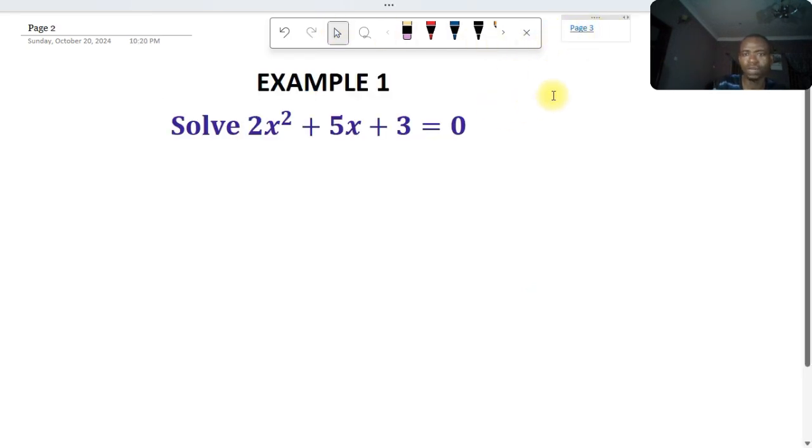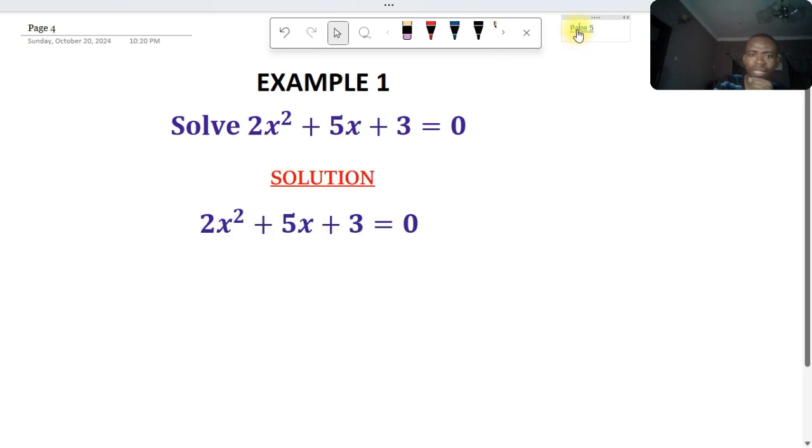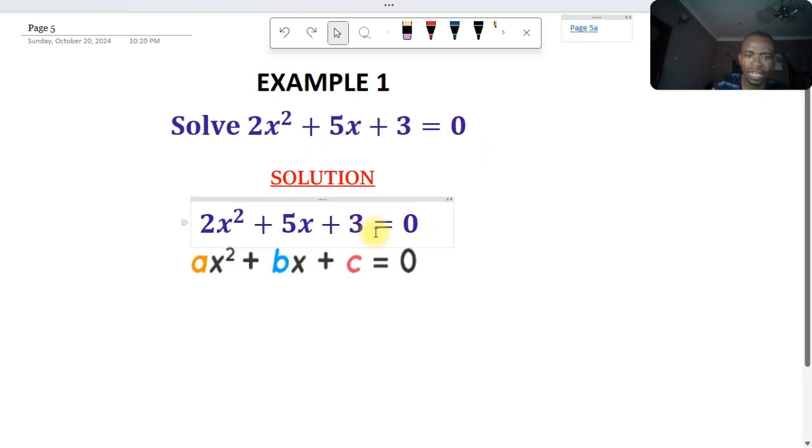Now, the example that we have to solve, that is, we have to look for the value of the unknown. Our unknown here is x. We'll go straight to solving that. Before we make use of the quadratic formula, I want us to make a comparison using the general form of writing a quadratic equation. So here we have the general form, here we have our question. If you look at this very well, I want us to identify each part that we have.